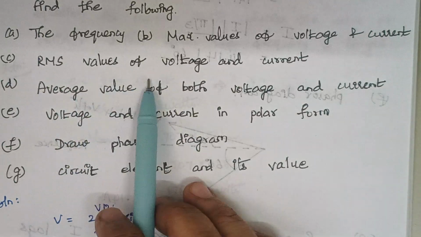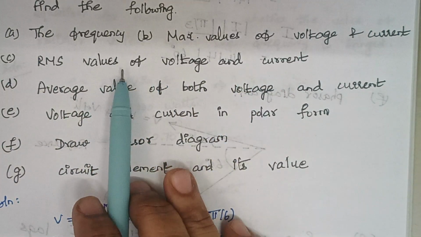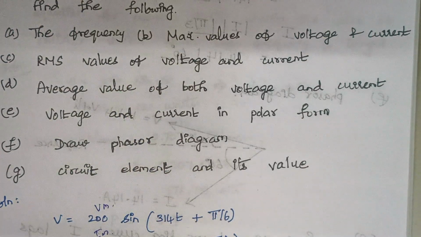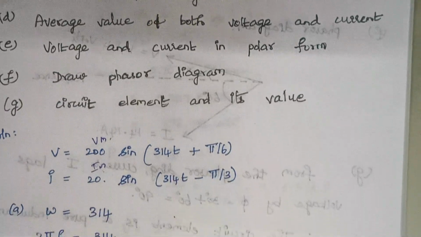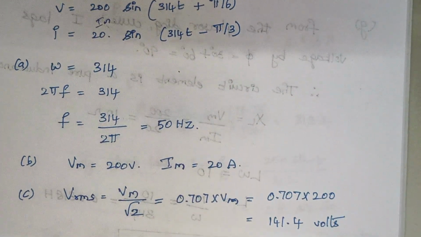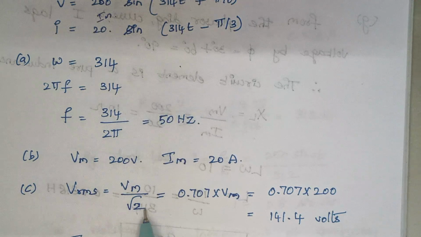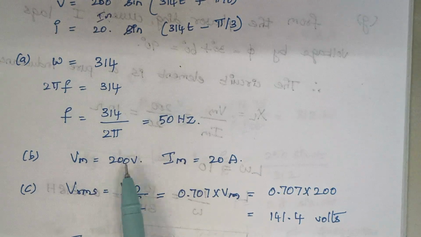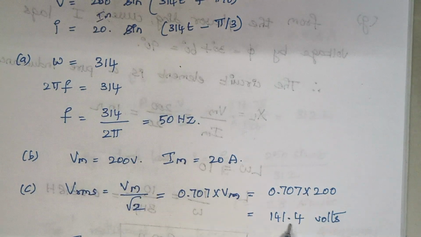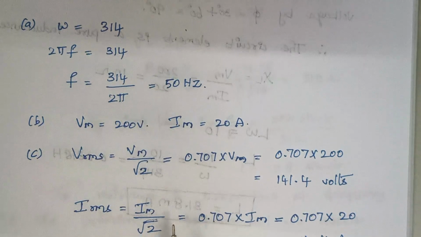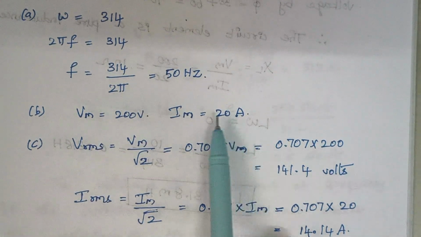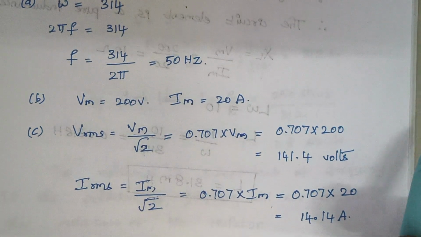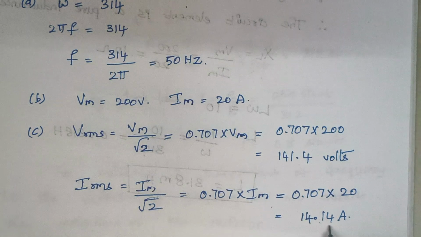The third one is the RMS value of voltage and current. Here we should know the relationship between VRMS and Vm. VRMS is equal to Vm by root 2, where 1 by root 2 is 0.707, into Vm, which is 200. Just substitute it and find the value. The next one is IRMS, given by Im by root 2, where Im is 20 amps. Substituting 20, the value is calculated as 14.14 amps.